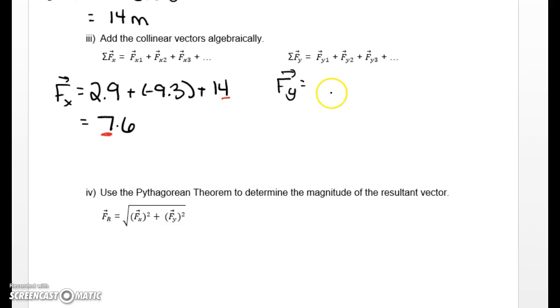So for finding that sum of your y values, you're going to do the exact same process. So you're going to take that 4.0, add it with the 7.6, and add it with that negative 4.4.